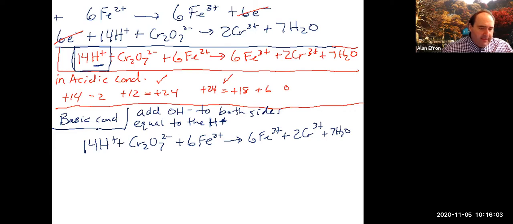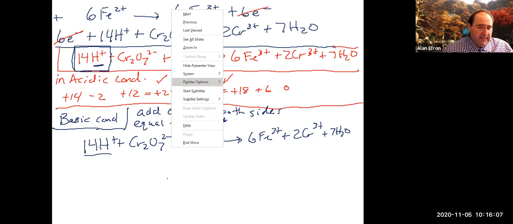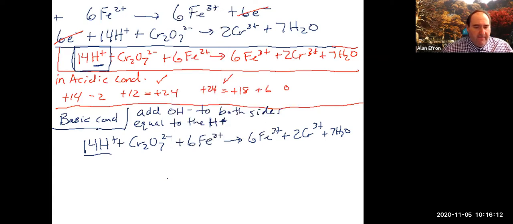And in this particular case, we have 14 H pluses. So what that means is we are going to add 14 OH minuses to the left-hand side, and also put it over here on the right-hand side. So we're going to add it to both sides of this equation.